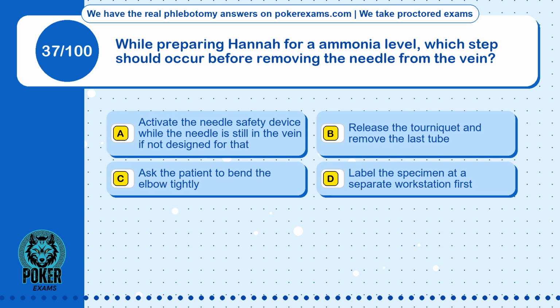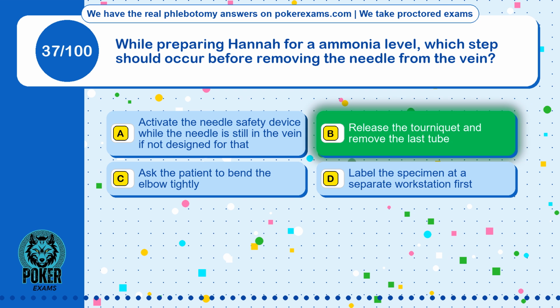Question 37. While preparing Hannah for an ammonia level, which step should occur before removing the needle from the vein? Option A. Activate the needle safety device while the needle is still in the vein if not designed for that. Option B. Release the tourniquet and remove the last tube. Option C. Ask the patient to bend the elbow tightly. Option D. Label the specimen at a separate workstation first.